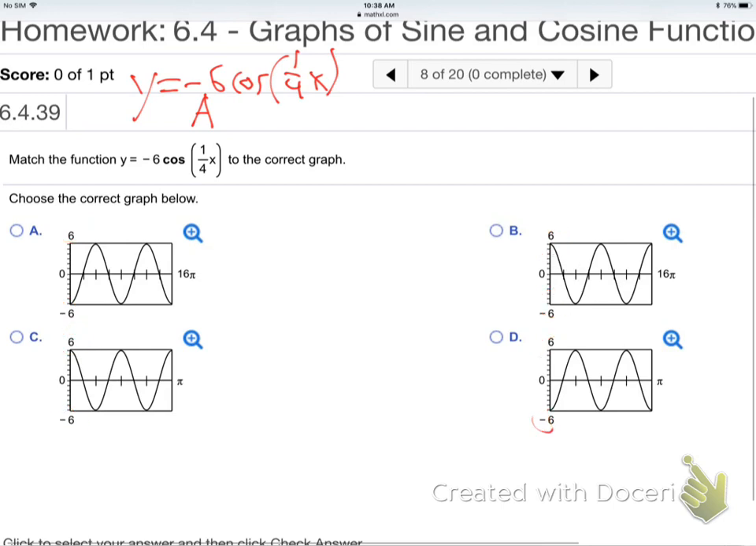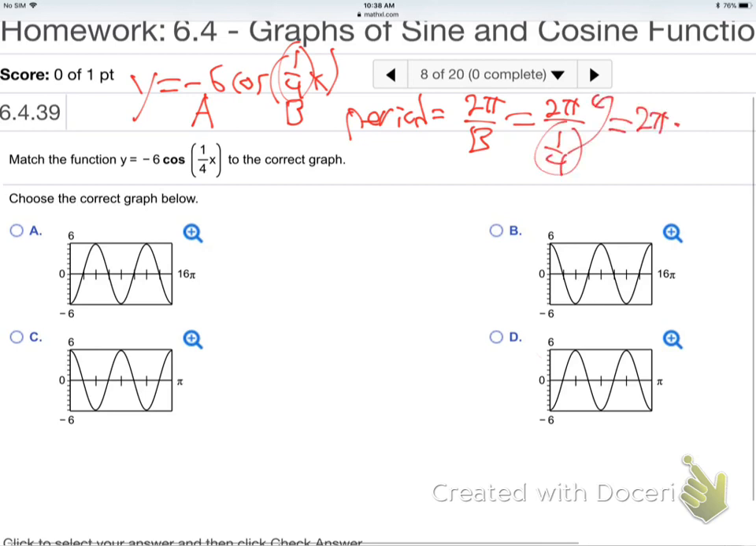Now, what's the period for this thing? Let's find the period. Period is always 2 pi over b. That's for sine and cosine, exactly the same formula. No difference. This is my b right here, this 1/4, right? So that's going to be 2 pi over 1/4. Grab that, flip it up. 2 pi times 4 over 1, 8 pi. 8 pi is the period.